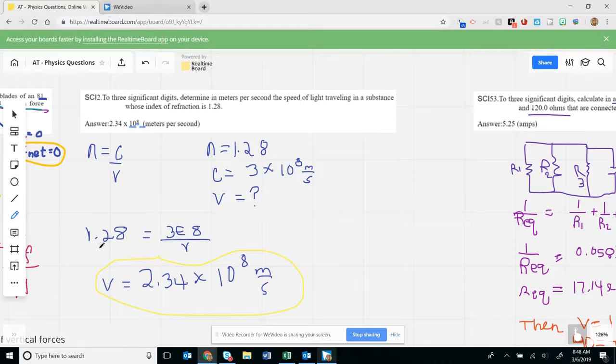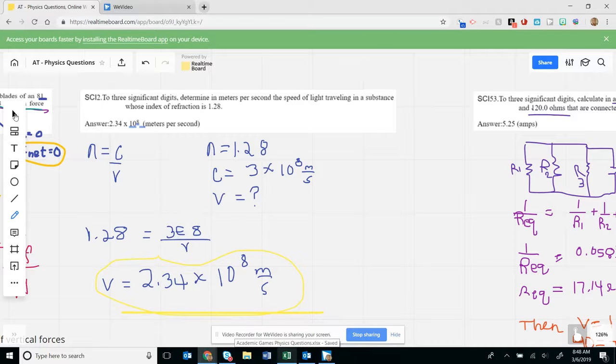So all I'm doing is putting the 1.28 in for n. The speed of light in a vacuum is 3 times 10 to the 8. That is on the constant sheet I shared with you earlier, and that's just kind of a short one, easy to memorize. And then it's just a matter of solving for v. So I brought the v over to the other side, divided by the 1.28, and that is all we needed to do for that one.